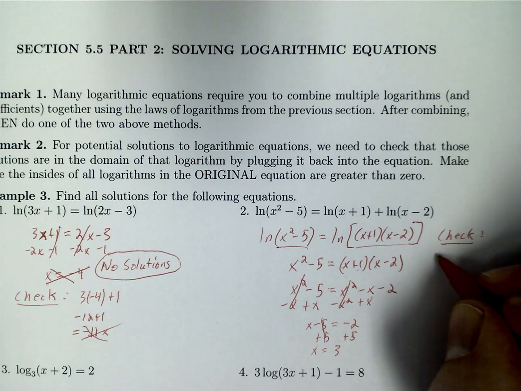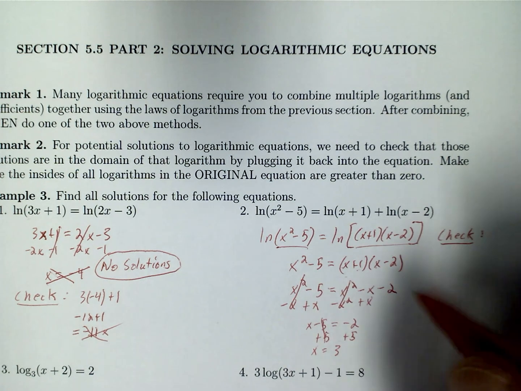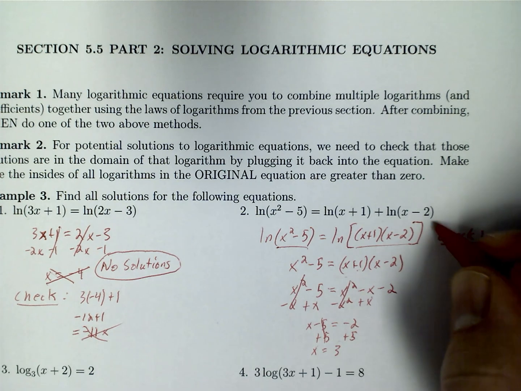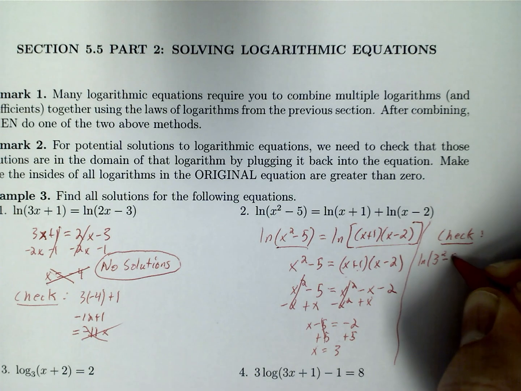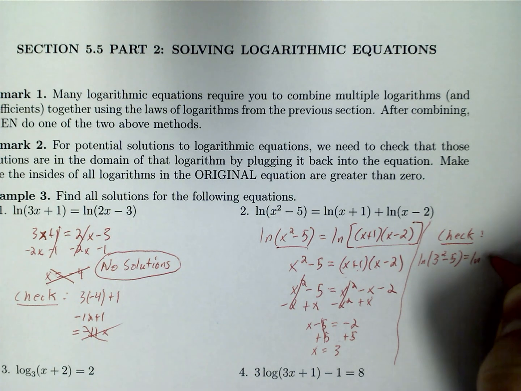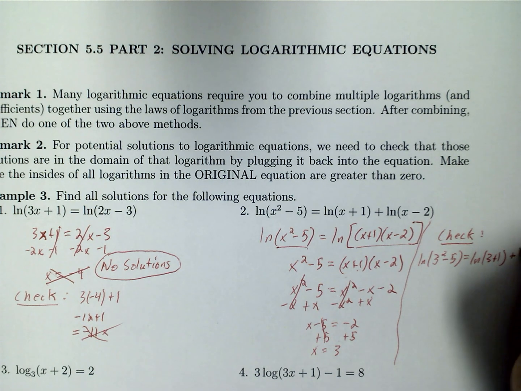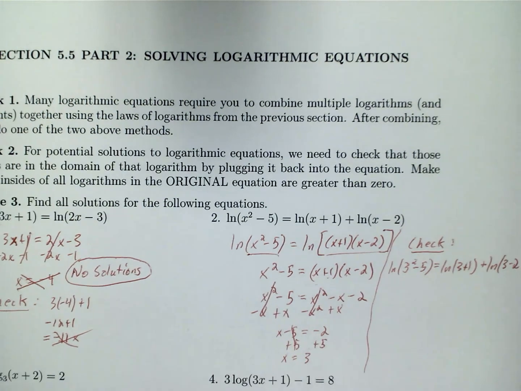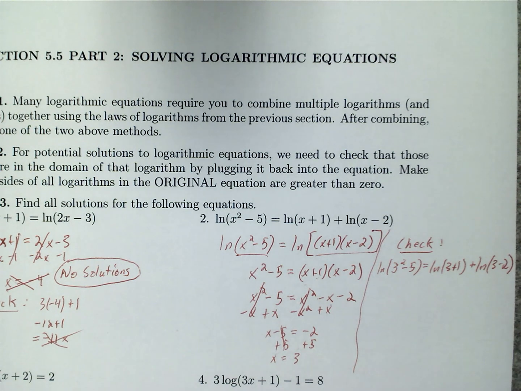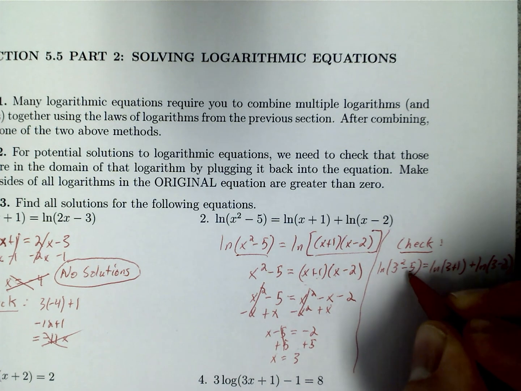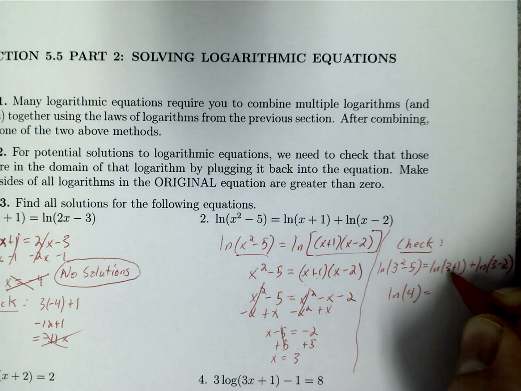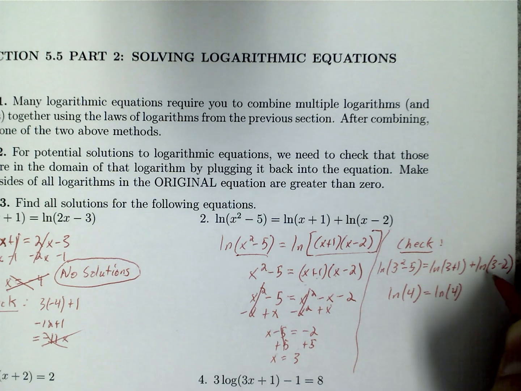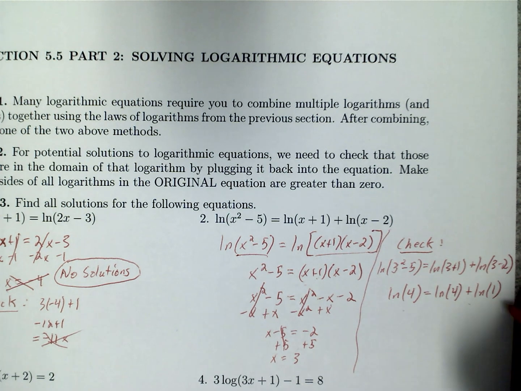Since we have logarithms for all of those, we have to go back to the original equation and test it in all of them. ln of 3 squared minus 5 equals ln of 3 plus 1 plus ln of 3 minus 2. Let's expand that. 3 squared is 9, minus 5 is 4. 3 plus 1 is 4, and 3 minus 2 is 1. So we have nothing but positive numbers in each of these, so this is perfectly fine.